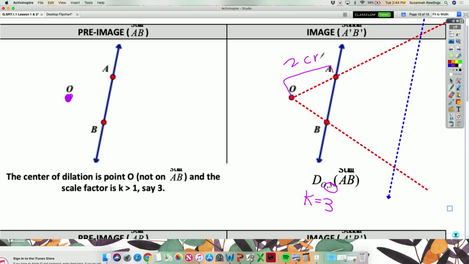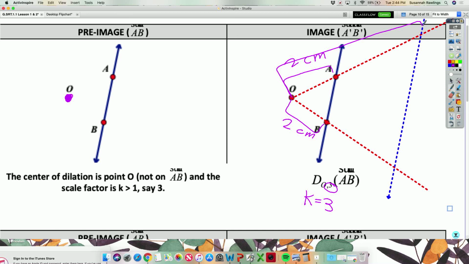So we have 2 centimeters here. What about OB? 2. Should be the same. Okay, what's my scale factor that we're multiplying by? 3. So 2 times 3 will give me 6, a length of 6. So starting from O, we want to measure where 6 centimeters is, and that's where you'll put your A prime and B prime.